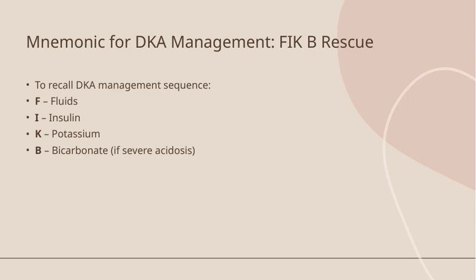Next, I is for insulin. Administering insulin helps to lower blood glucose levels and stop ketone production. Then, K represents potassium. It's important to monitor and replace potassium carefully because insulin therapy can cause a shift of potassium into cells, risking hypokalemia.